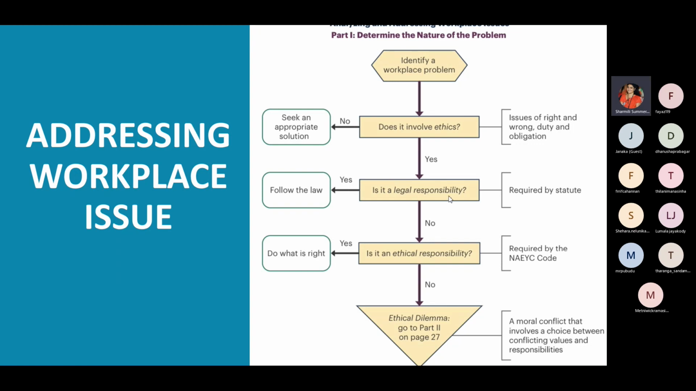But if there is no legal framework, then we check whether we are able to find any ethical responsibility. Ethical responsibility means the code of conduct; each and every institution has a separate code of conduct. If yes, if an ethical responsibility is there, then act according to that code of conduct. You need to do what is right, not the wrong, because the code of conduct is also telling the right.